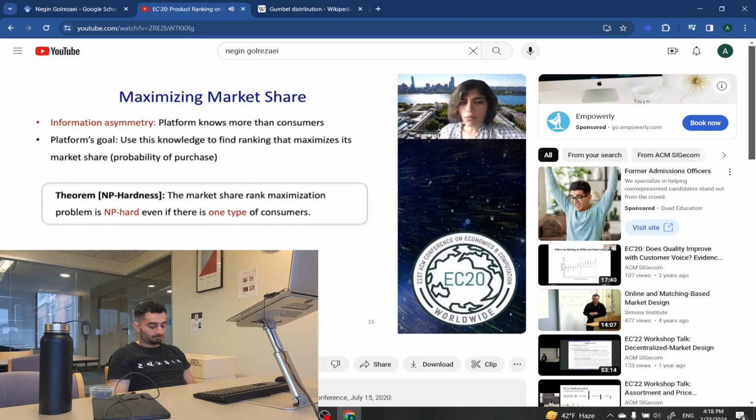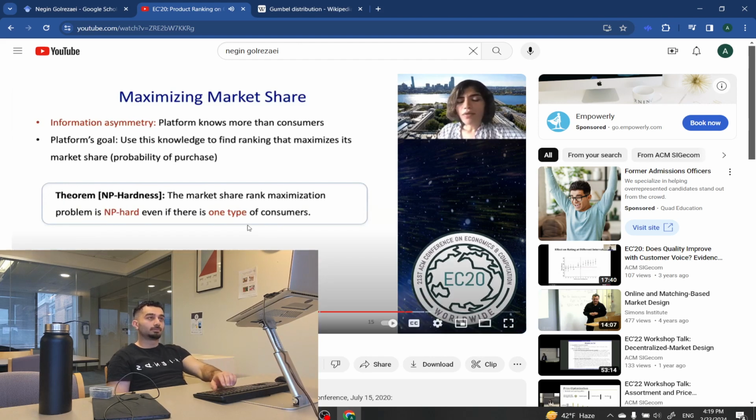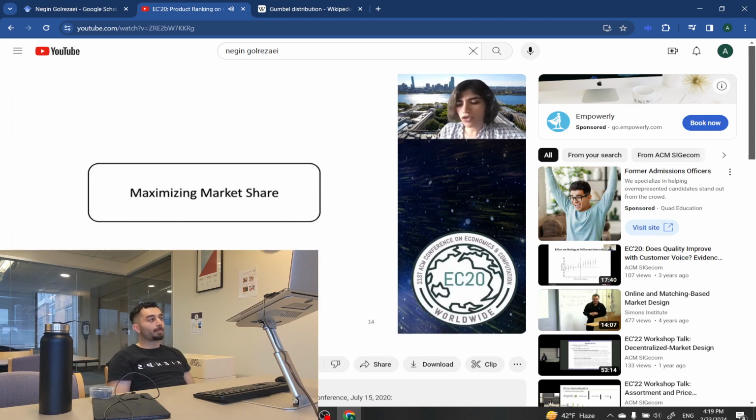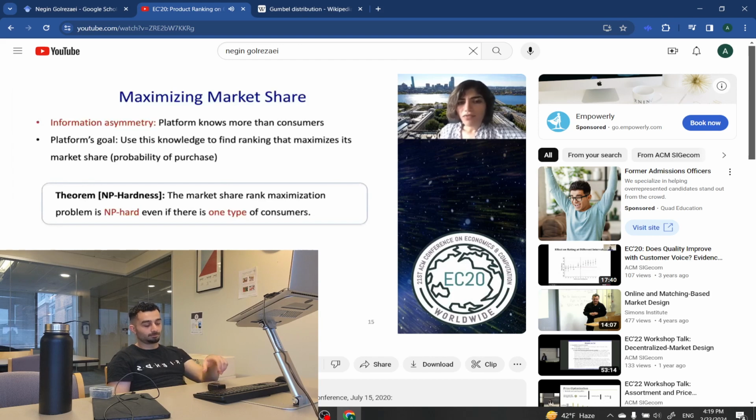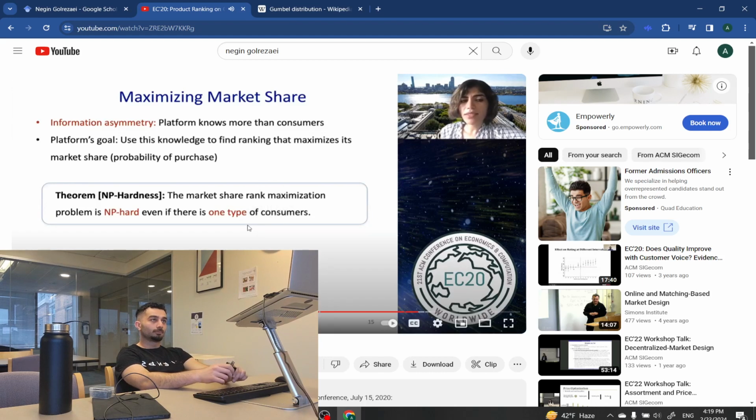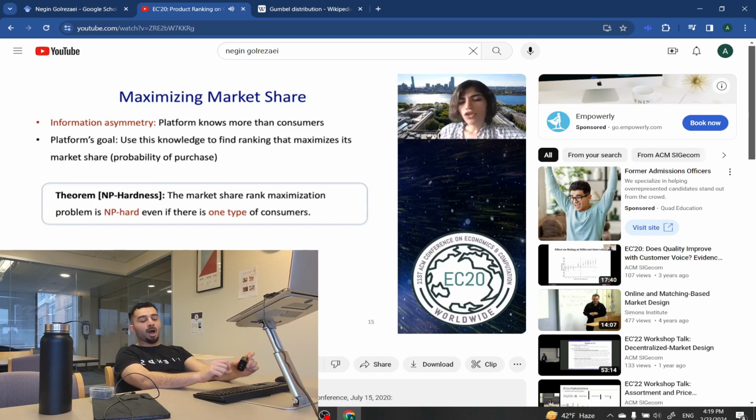So when it comes to the platform's problem, one thing which is important is that the platform knows more than the consumer. The platform has access to all the information about the preference weights, and the platform would like to use that knowledge to find the ranking that maximizes the market share, which is going to be the probability of purchase. So we have this theorem that says, unfortunately, this market share rank maximization problem is hard, even if we have one type of consumers. Unfortunate.